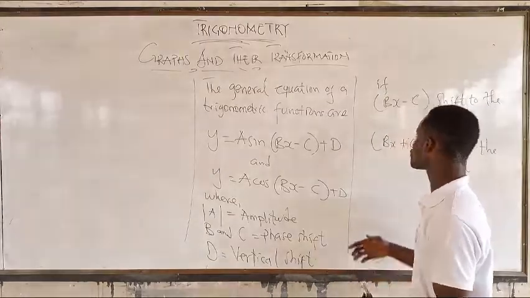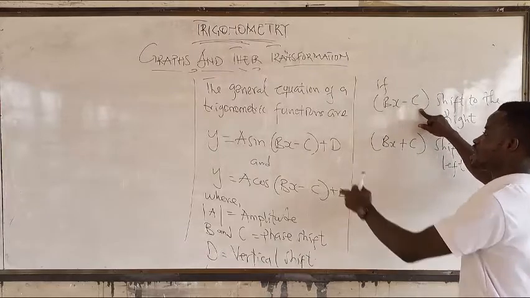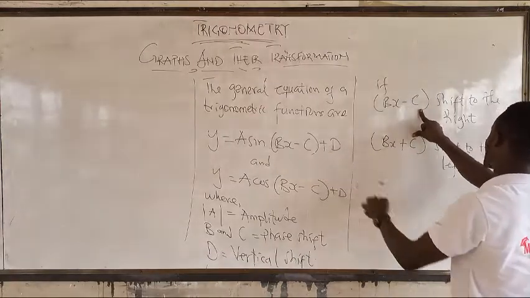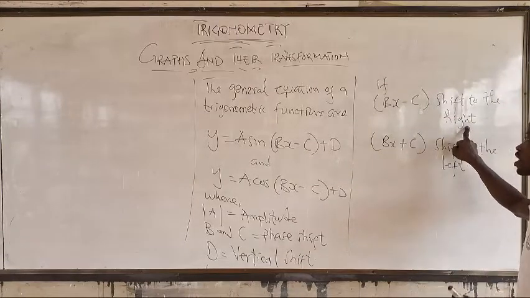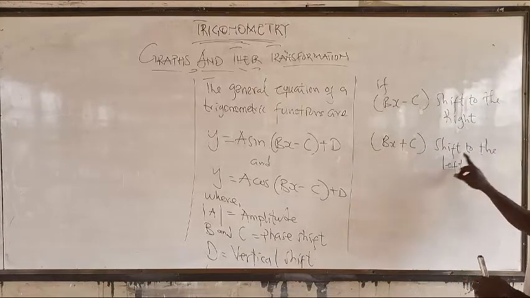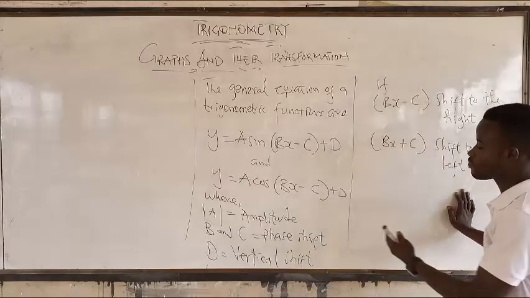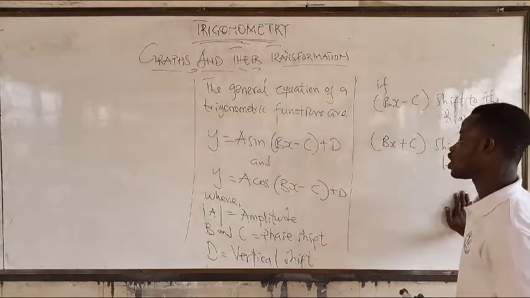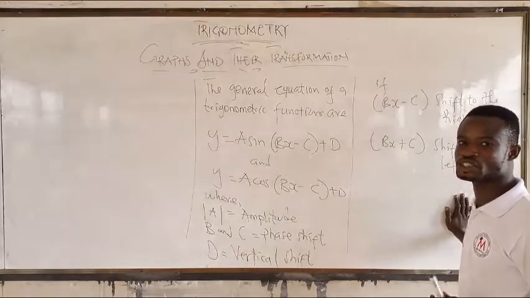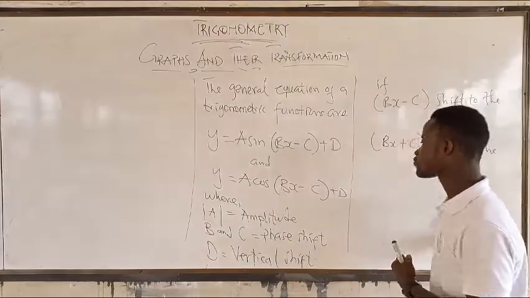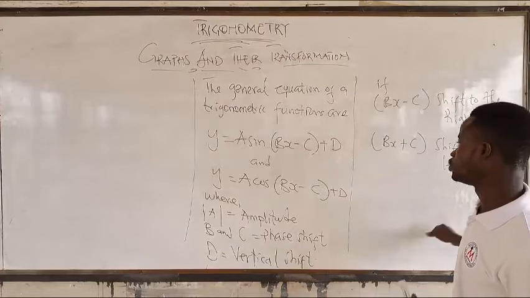The b and the c give the phase shift. If you have bx minus c, like what we have here, it will shift to the right. That is the phase shift. And if it is positive, it will shift to the left. So the phase shift depends on the value of c, whether it is going to be shifted to the left or to the right. Is that clear? Very good.